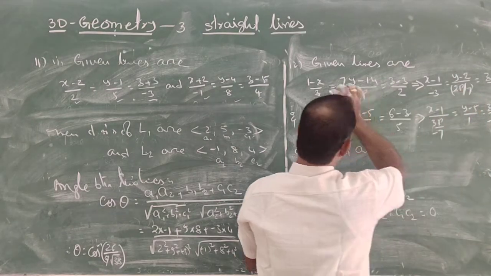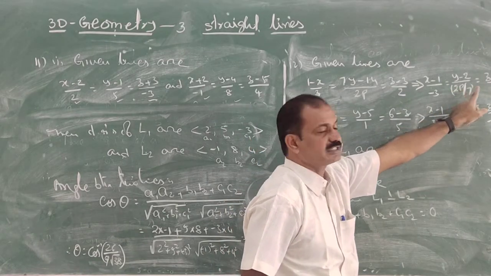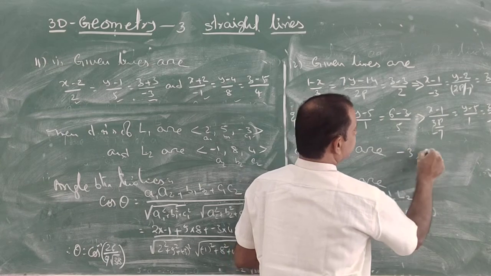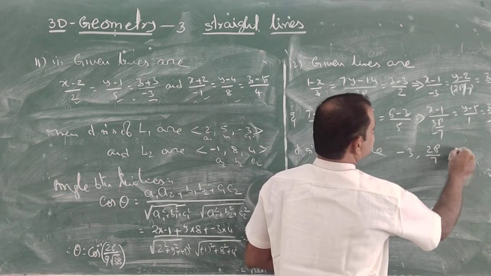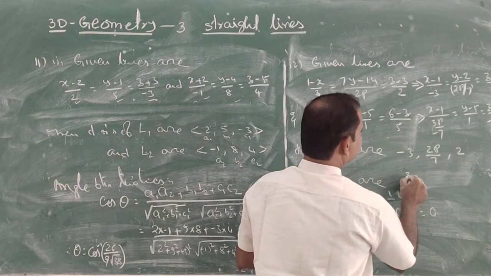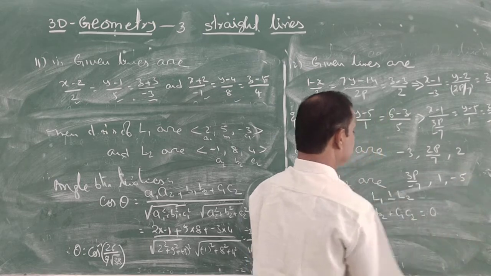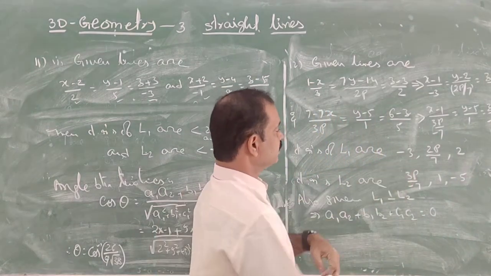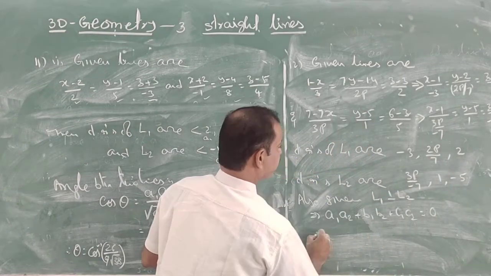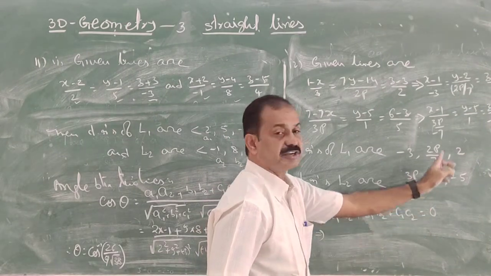Therefore, drs of L1 are not this. These are the drs after bringing it to standard form. So drs of L1 are minus 3, 2p by 7, 2. And drs of L2 are 3p by minus 7, 1, minus 5. Now this is nothing but a1, b1, c1, a2, b2, c2. Which implies, since they are already perpendicular, the sum of the products is equals to 0.